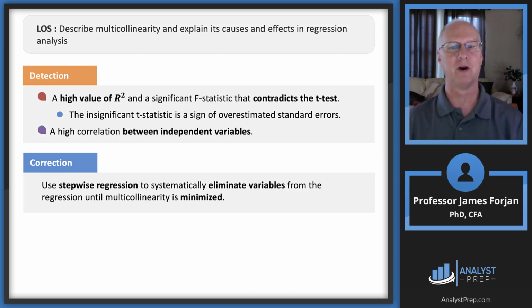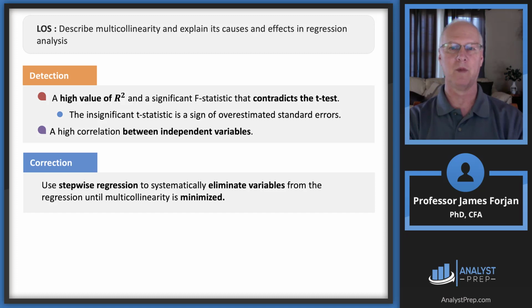A high value of R squared and a significant F test contradicts the T test. So this is how you detect multicollinearity. I mean, clearly in my example, that was an obvious notion, right? Temperature out front, temperature out back. But some multicollinearity results from less than obvious notions.